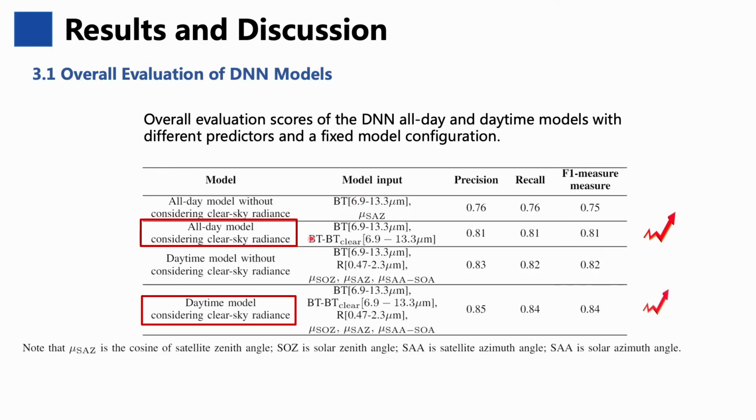For the independent evaluation, the dataset from 2016 is used to validate the estimated DNN model. The results show that including the clear-sky radiance in the DNN model is conducive to improving the cloud detection and classification, as also indicated by the sensitivity study. The overall accuracy of the all-day and daytime DNN models reaches about 81% and 84%, respectively.